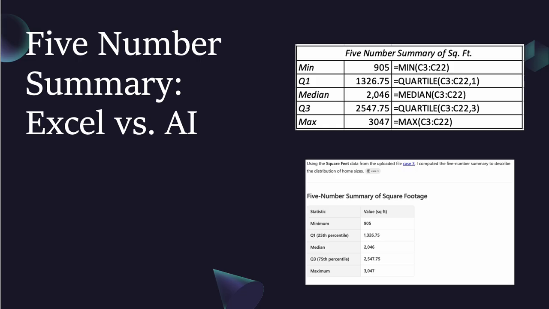Moving to our 5-number summary, here we compared it using both Excel on top, AI on bottom. Both approaches were looking at the same thing: the minimum, the first quartile, median, third quartile, and maximum. The similarity is that both help us understand the spread and center of home sizes, and the importance is that this gives us a quick picture of the distribution before we move deeper into statistical analysis.